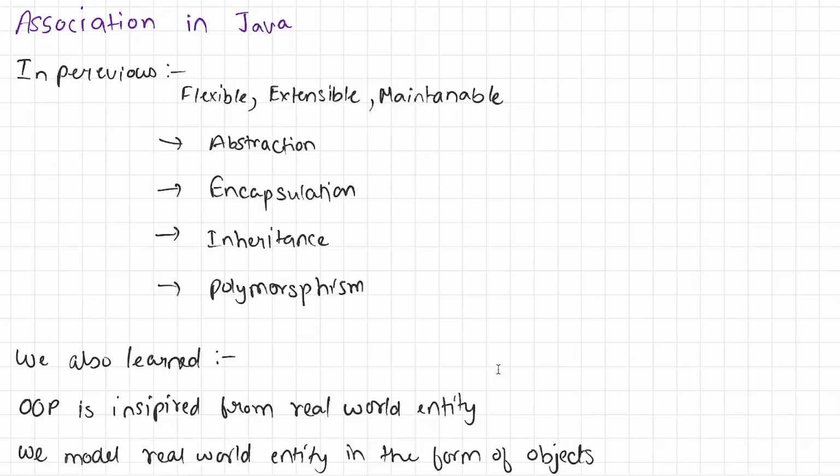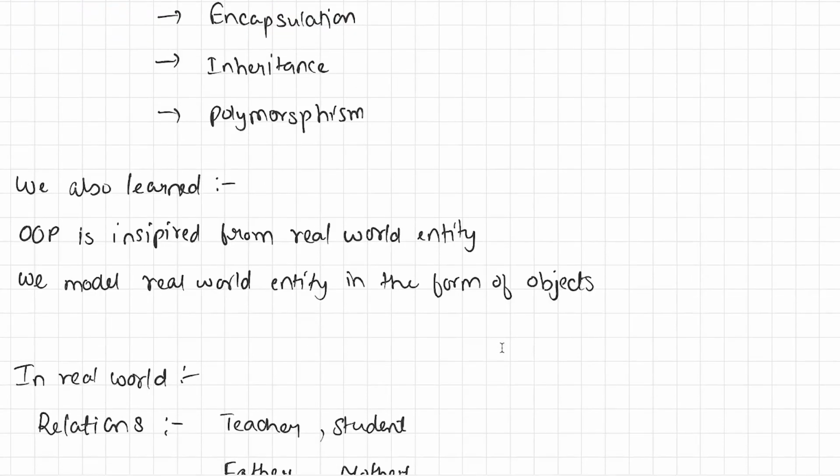Alright guys, so let's begin this video. In previous videos, we learned how to build flexible, extensible and maintainable software using object-oriented principles like abstraction, encapsulation, inheritance and polymorphism, right? We also learned that object-oriented programming is inspired from real-world entities. So what do we do in object-oriented programming? We model real-world entities in the form of objects. This is what we do in object-oriented programming, right?